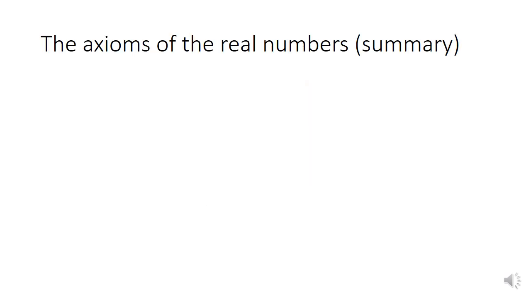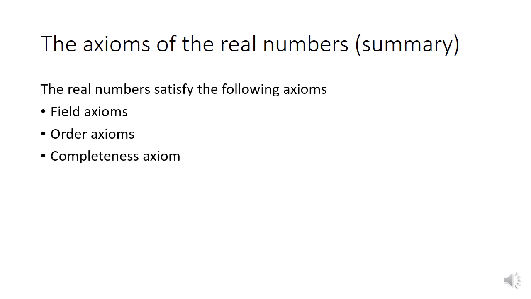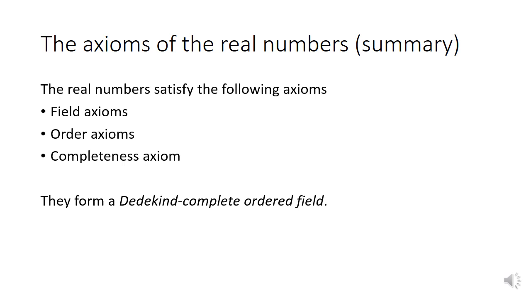Let us summarize. The real numbers satisfy the following axioms: the field axioms, the order axioms, and the completeness axiom, that is, the least upper bound property. The real numbers thus form a Dedekind complete ordered field.